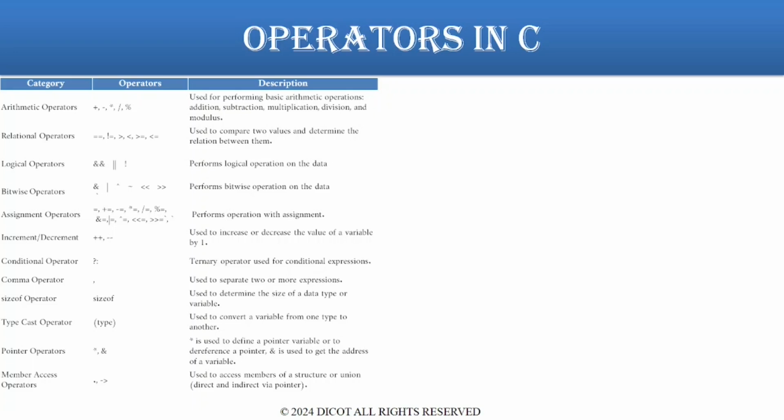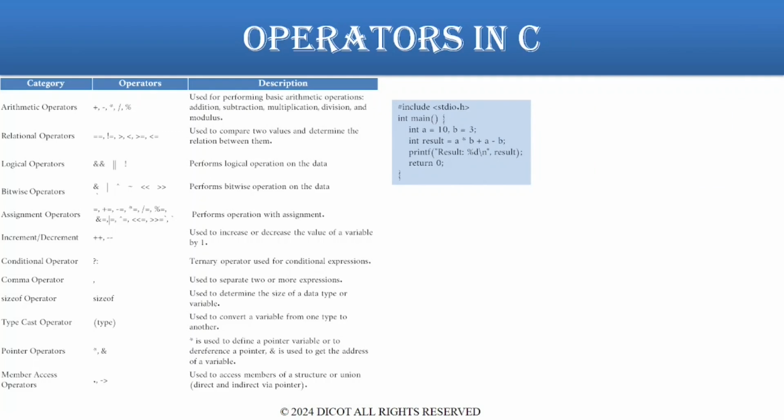Pointer operators are used to define a pointer variable or to dereference a pointer. Ampersand is used to get the address of a variable. Member access operator, used to access the members of a structure or union. Let's take one simple example for each.